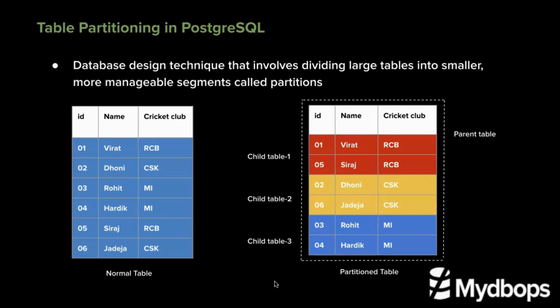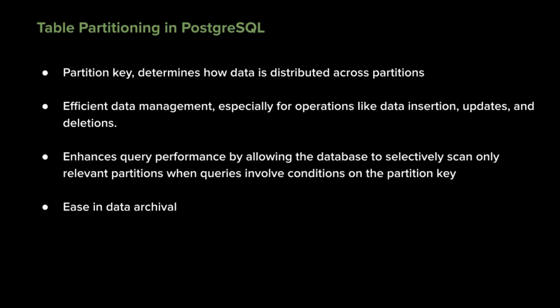For example, in case of a data insertion, the database will insert the data based on the partition condition. In case of reading the data, if we want to read the players of the club RCB, we'll use the same SQL query that we use in the normal table, but in the backend, PostgreSQL will only pick the entries that have the partition key as given, in this case, RCB. In the partition table, the partition key is the main thing that determines how the data will be distributed across the partitions. We'll see the types of distribution in the upcoming slides.